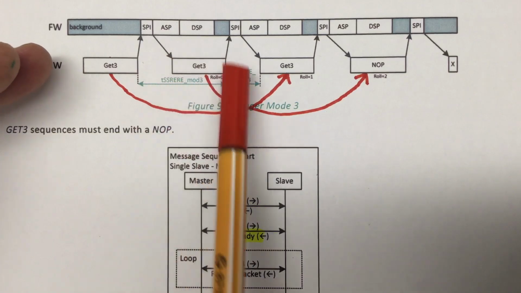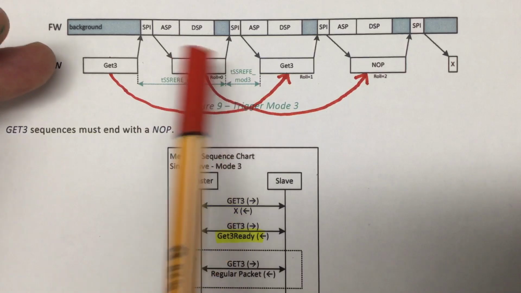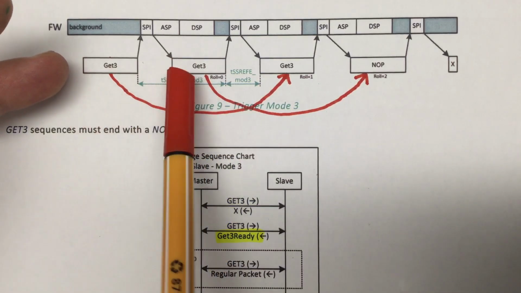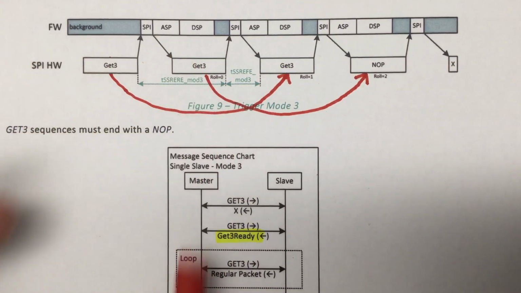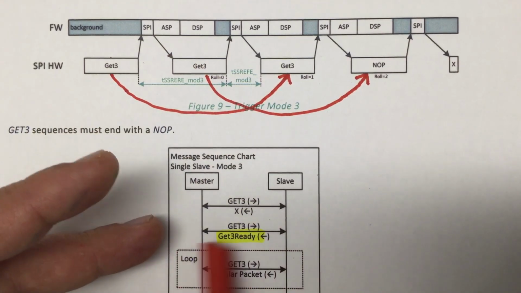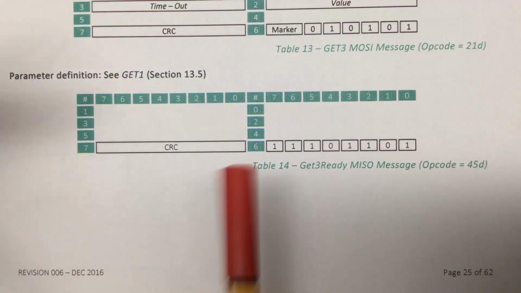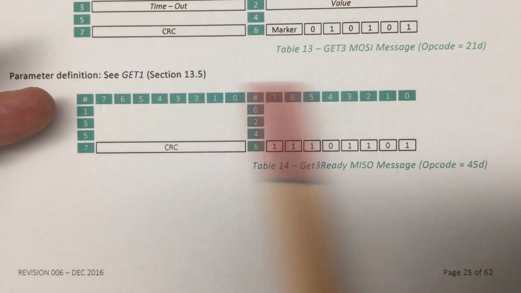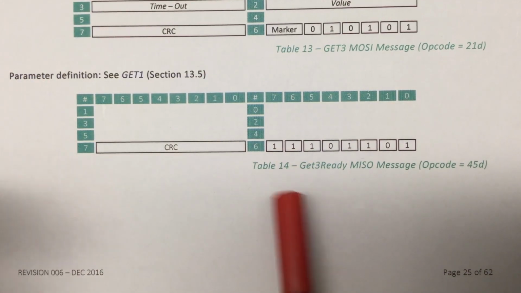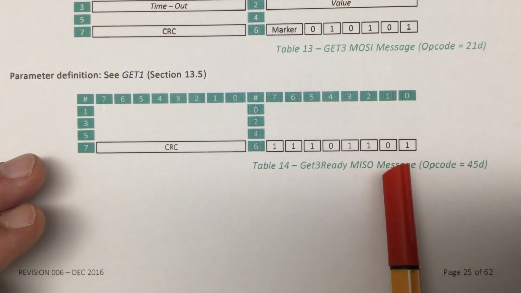That leaves us with one mystery. What does the chip deliver us here in the second Get3 message? Remember, we have no data available yet. That's only in the third Get message of a sequence. So what is the chip delivering here? And the data sheet says in the second Get3 message, we get something back from our slave that's called Get3Ready. And that Get3Ready MISO message is empty.